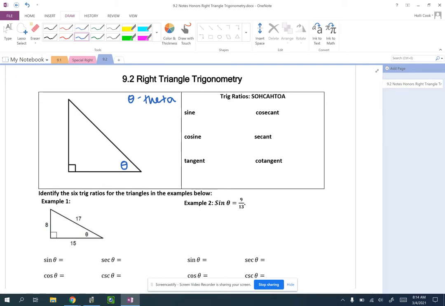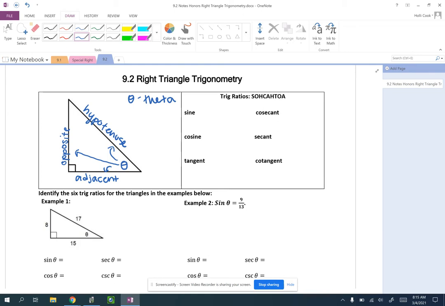When we're talking about our sides, the side that is opposite of our angle, of our theta, is just called the opposite side. And then we still have our hypotenuse. And then the other side that's touching the angle, right next to it, is the adjacent side. Okay, so when you're looking at your theta, you're going to look for the opposite, adjacent, and hypotenuse. And we're going to use these to find our trig ratios.